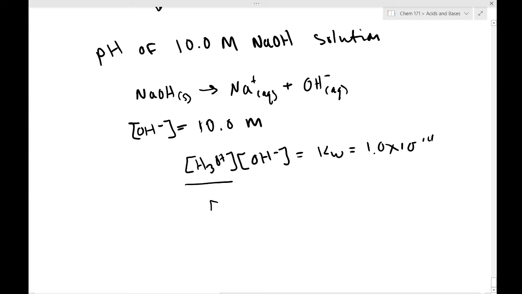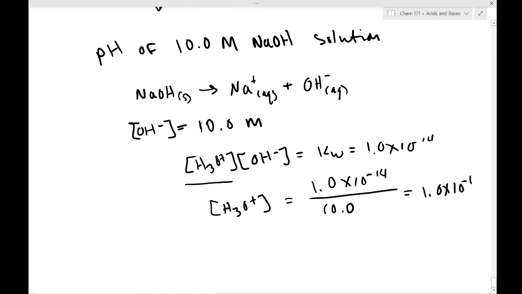So then we have H3O plus, because remember, pH is the negative log of the H3O plus concentration, not the OH minus. But we can always find the H3O plus concentration if we know the OH minus concentration. So we just solve for this by dividing both sides by the OH minus concentration, and we end up with 1.0 times 10 to the minus 14 divided by the concentration of OH, which in this case is 10.0, and we get 1.0 times 10 to the minus 15 is the H3O plus concentration.